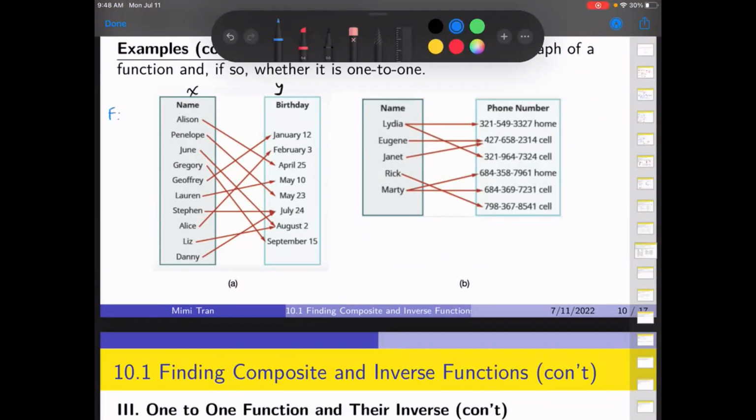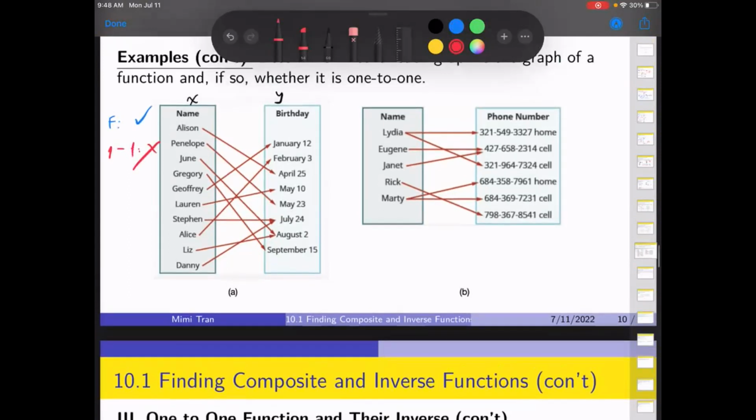Remember what the definition of a function is? You cannot have repeat x. So you have repeat y, which is okay, right? In the class, you can have two people with the same birthday, which is fine. So yes, it's a function. Is this a one-to-one function? No, right?